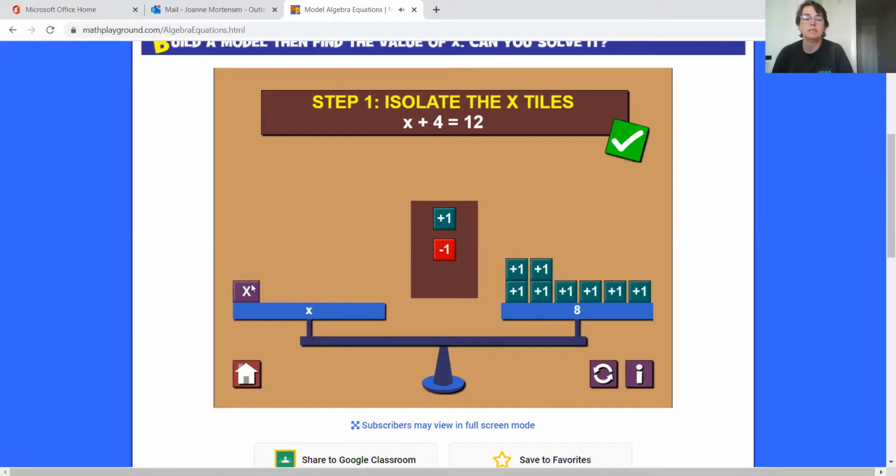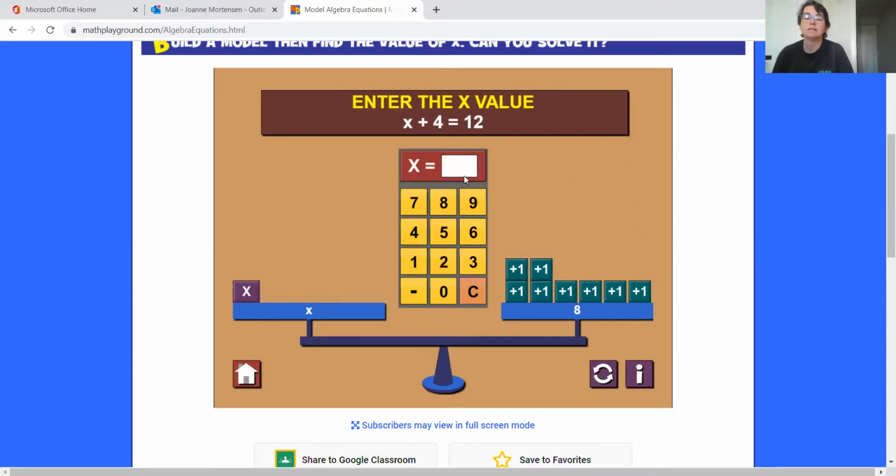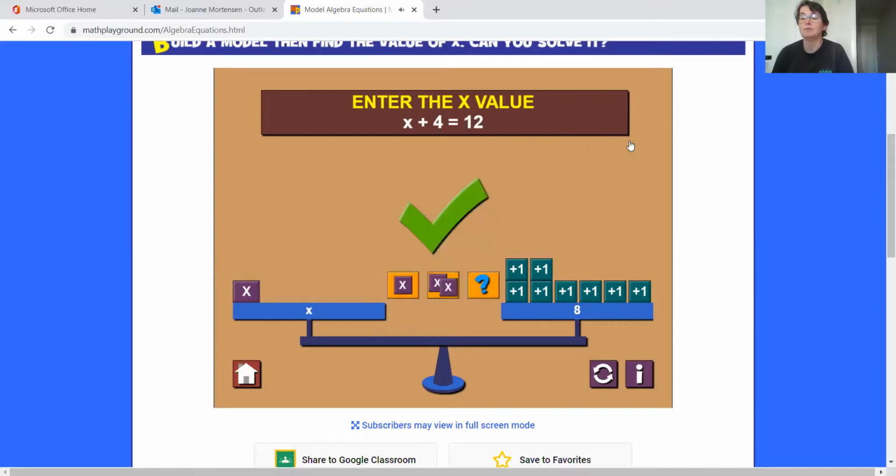So what that leaves me is x all by itself, which is what I always want when I'm solving an equation. And I've got 8 over here. And in fact, it allows me to check it, and it gives me, woohoo, I'm correct. So always have that in the back of your mind. And there's nothing wrong with going to this website and playing and practicing until you get really comfortable with it. And I'm going to go back to the camera so you can see the work.